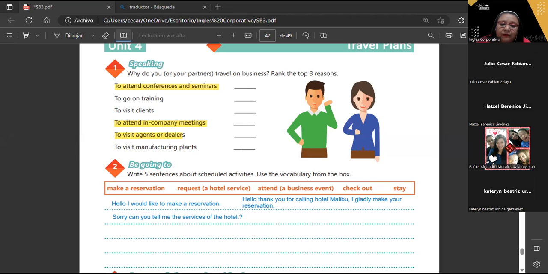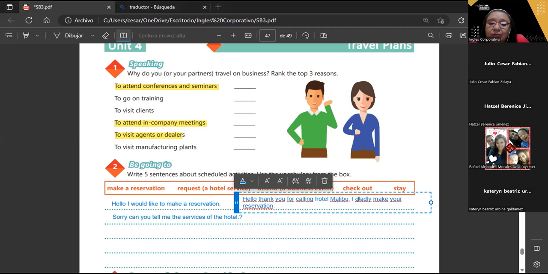I will gladly. Con mucho gusto haré su reservación. Hello, thank you for calling Hotel Malibu. I will gladly make your reservation. Sorry, can you tell me the services of the hotel? But this is a conversation, and you are using the phrases in context, yeah? Está contextualizando el vocabulario very well. Solo que acá en gladly, antes de gladly, escriba la palabra will. I will gladly. Con I, no E.